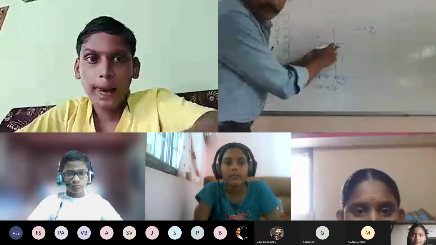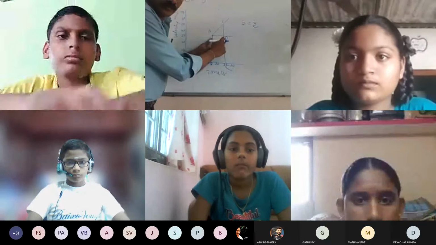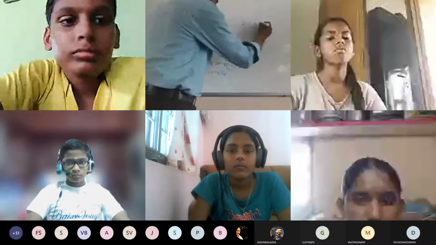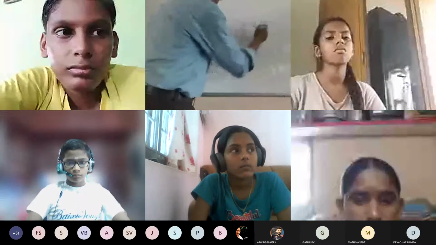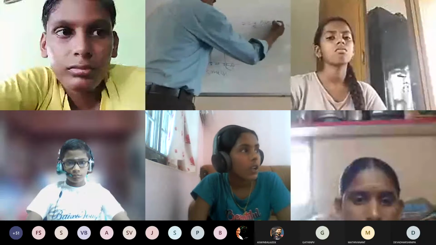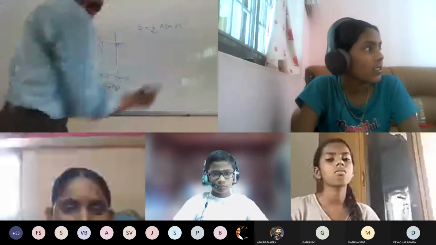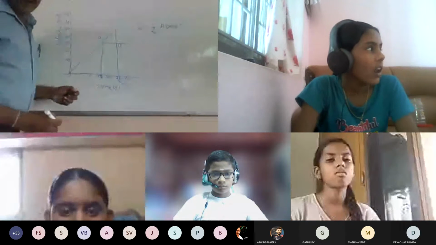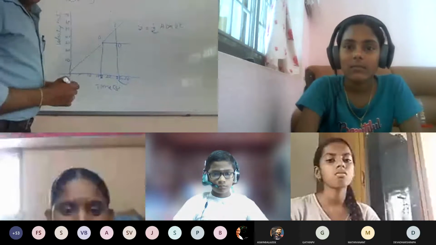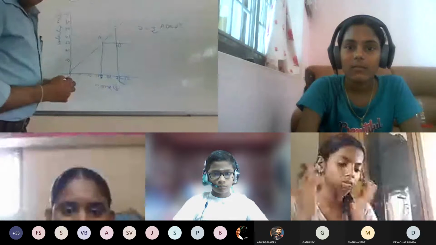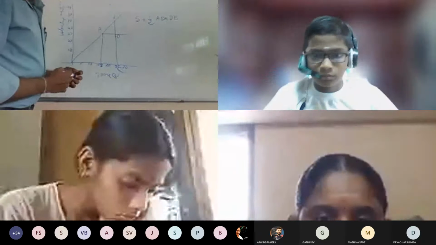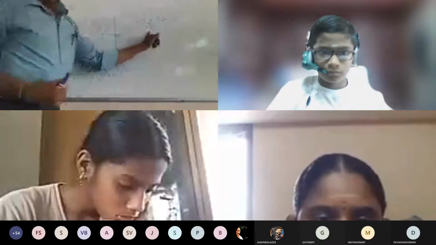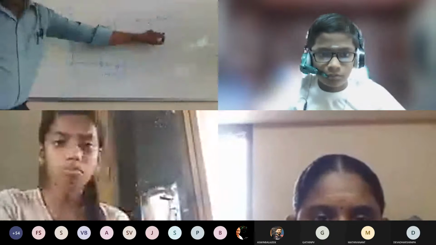What is base here? AD is the base. Half into AD into what is height? Height is DE. Okay, Kavinaya, என்ன Kavinaya? What is going on there? For disappearance means you can leave the class. So area of the triangle is half into AD into DE.